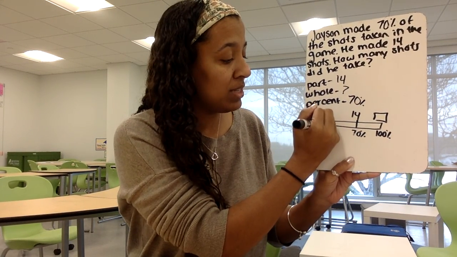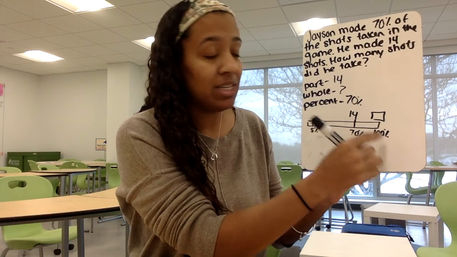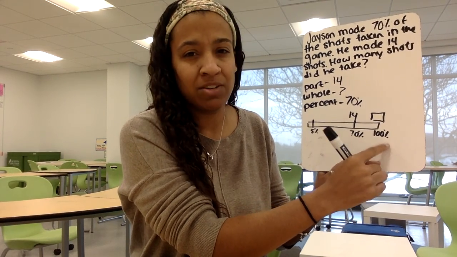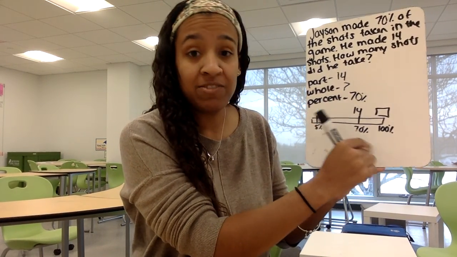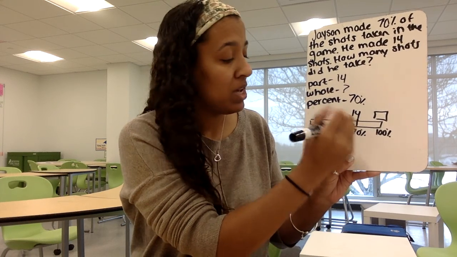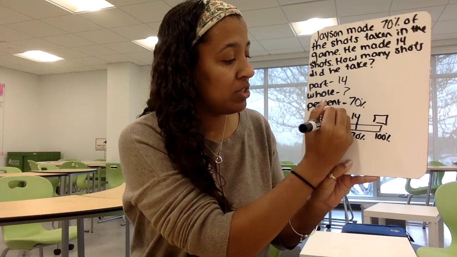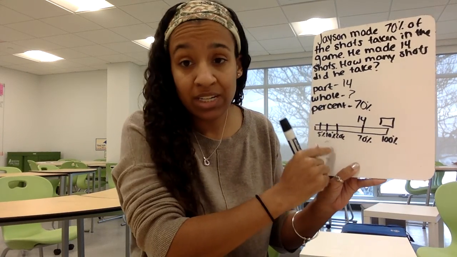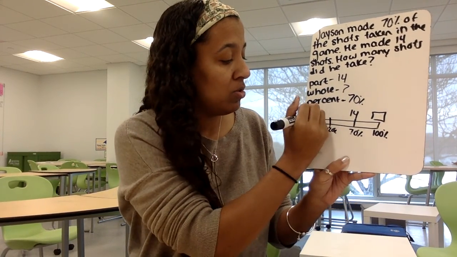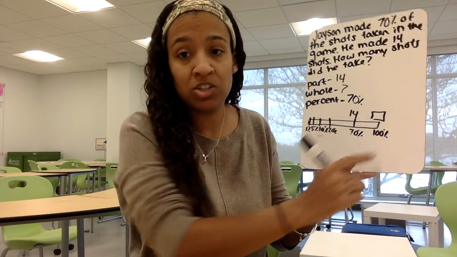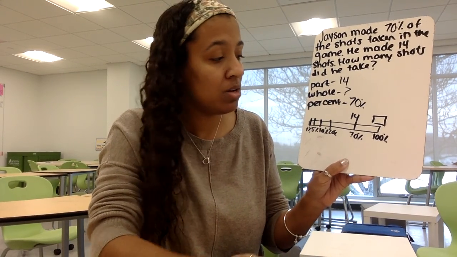Now, there are some percents that I can work with that are easy to get to 100. I can't multiply to get from 70 to 100. I can multiply by 5 to get to 100, 5 times 20. I can multiply by 10. 10 times 10 is 100. 20 times 5 is 100. 1 times 100. So I've got some strategies, some options.